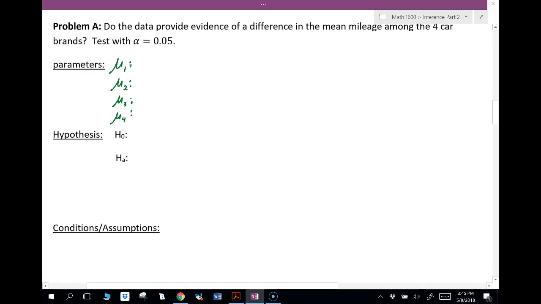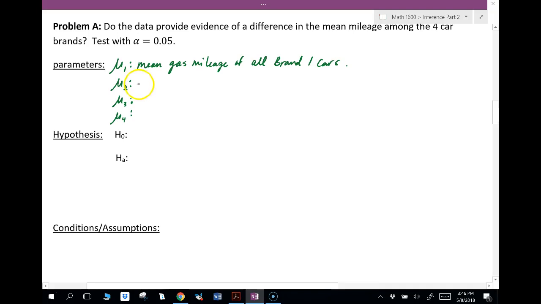So what does mu1 represent? It represents brand 1, but more importantly, it represents the mean gas mileage of brand 1, I'm going to say of all brand 1 cars. Remember that mu is our population mean, so we want to say all brand 1 cars. We don't just want to say brand 1. I think that's not enough. Mu is a mean, so we want to say mean.